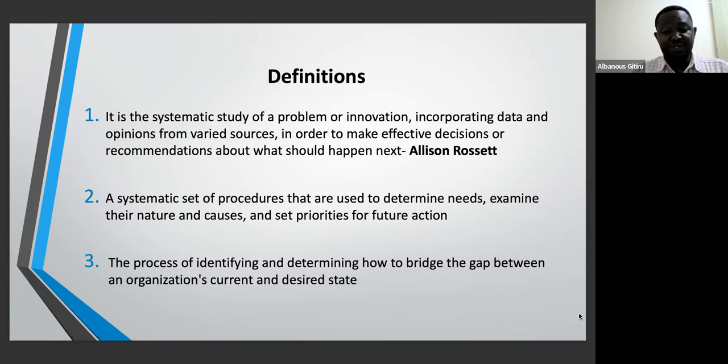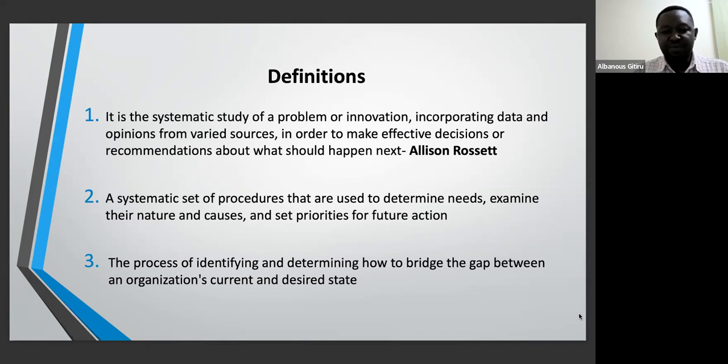The second definition says that the needs assessment is a systematic set of procedures that are used to determine needs, examine the nature and causes, and set priorities for future action.